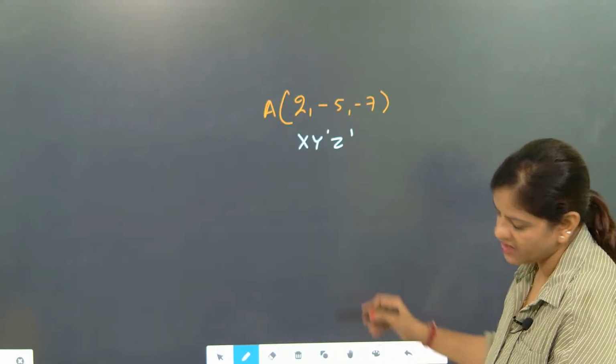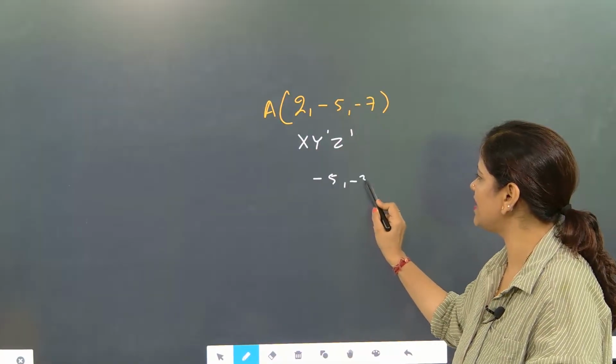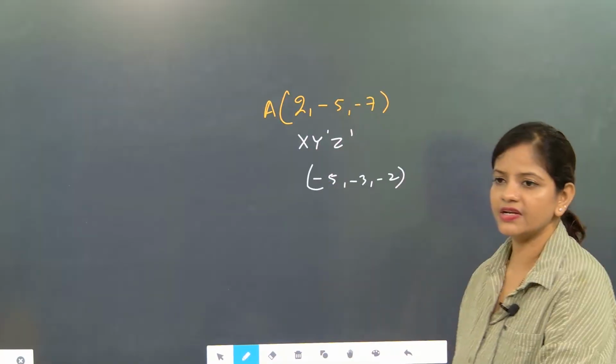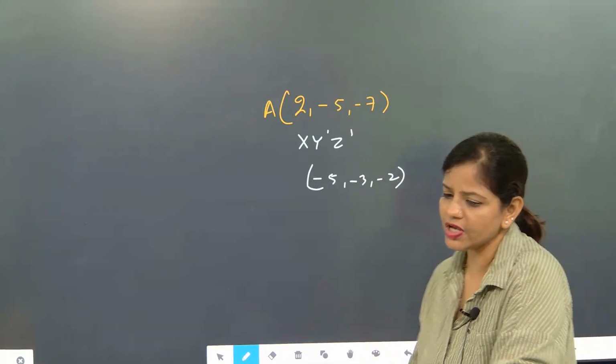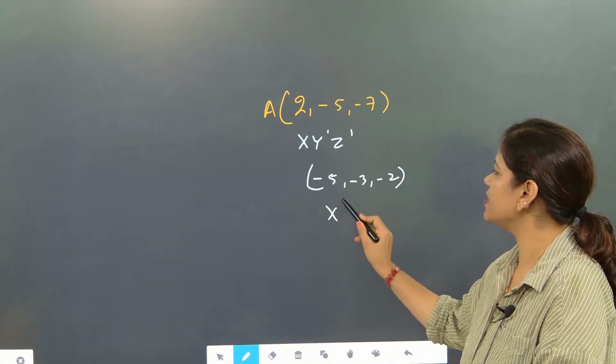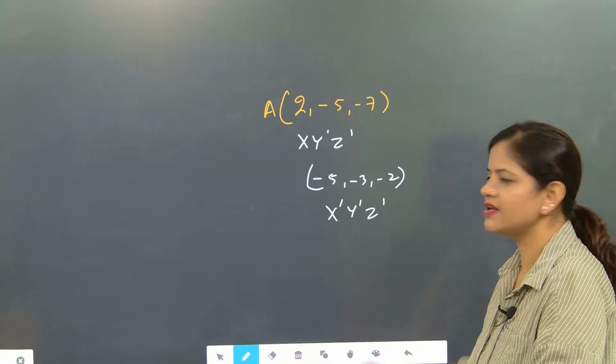So if somebody writes minus 5, minus 3, minus 2, what are we going to write? How are we going to state its octant, beta? It will become x dash, y dash, and z dash.